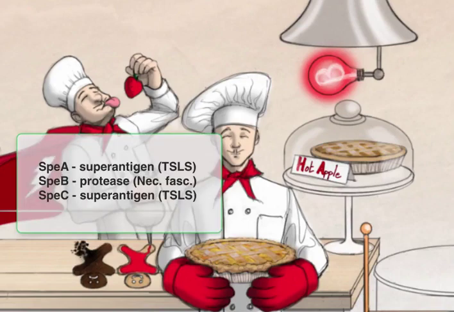SPE-A and SPE-C are superantigen toxins that cause scarlet fever and TSLS. The SPE-B is a protease that causes neck fash. To make this easy, all you need to remember is that the B causes neck fash, and by elimination, A and C cause the other 2 syndromes.